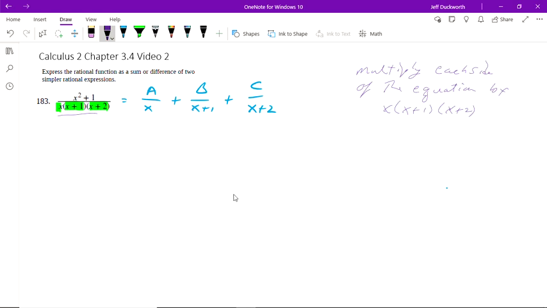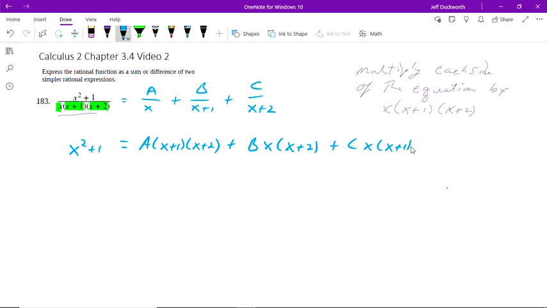Now what that's going to do is immediately cancel out what's in the denominator on the left. So this part is just x squared plus 1. That's all that's left. And then when I multiply a over x times this, just the x's get canceled, so I'm left with a times x plus 1 times x plus 2. When I multiply it by the second fraction, it's going to be b times x plus 2, because only the x plus 1 gets canceled, because that's what's in the denominator for that one. And finally, c times x plus 1, because x plus 2 is in the denominator.